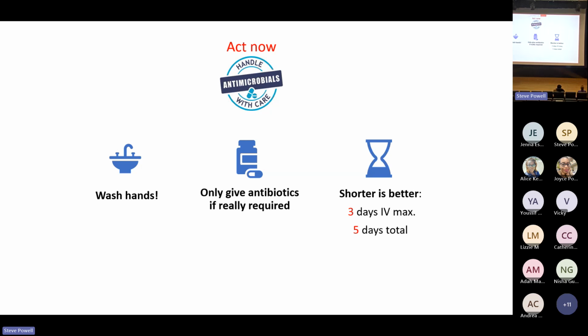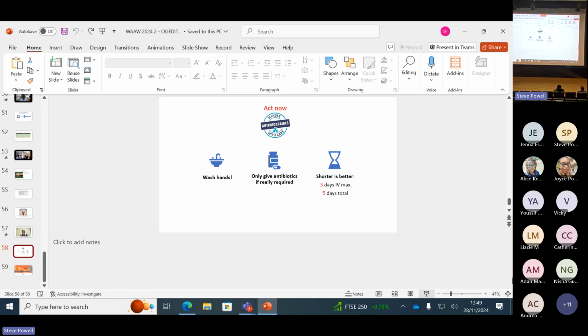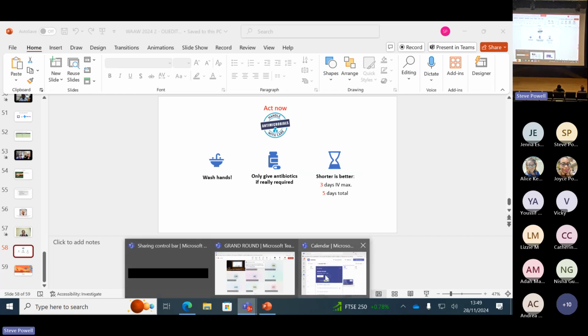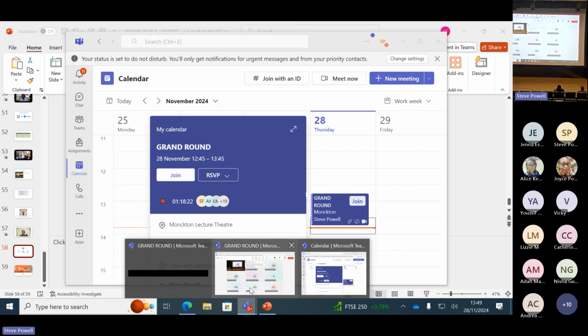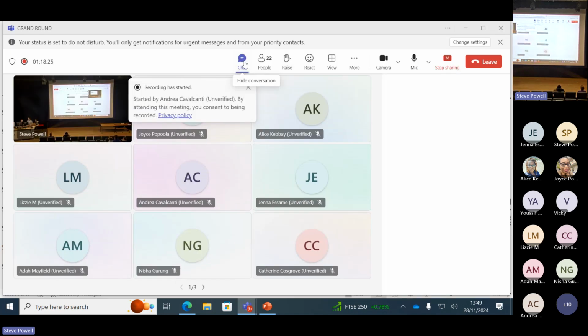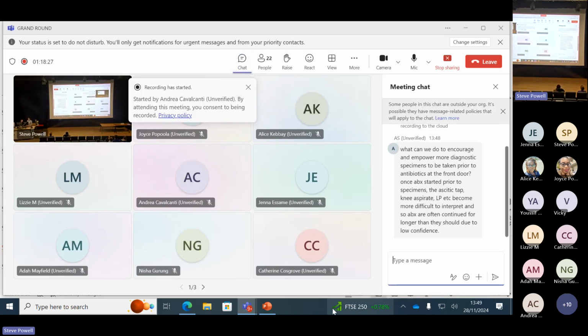What can we do to encourage and empower more diagnostic specimens to be taken prior to antibiotics at the front door? Once they're started, it can be more difficult to interpret. It's obviously a very important question. I do think everybody, we need to remind each other to take the right specimens. Clearly, there are scenarios where it's not safe to delay, in a lumbar puncture. A patient with suspected meningitis, you get a blood culture, but let's not delay giving antibiotics while we undertake what might be a difficult lumbar puncture specimen.